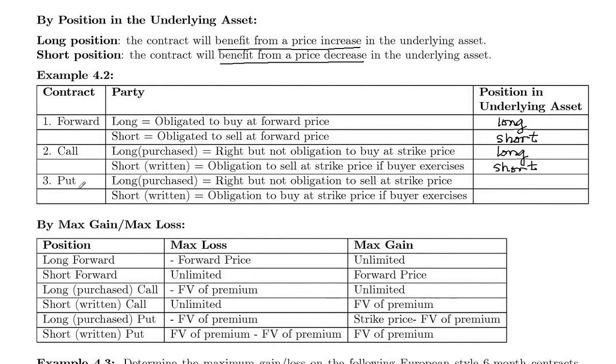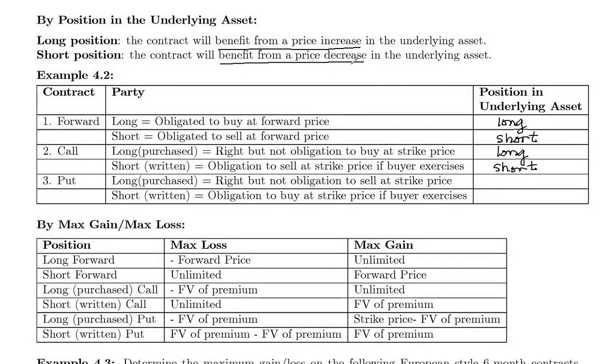And then what about puts? A long, or purchased, put is a right but not an obligation to sell at that strike price. So you've got a right to sell at, again, let's say 100. What if the price increases to 200? You're not going to exercise and sell at 100 if the market price is 200. So a price increase is not going to benefit you.